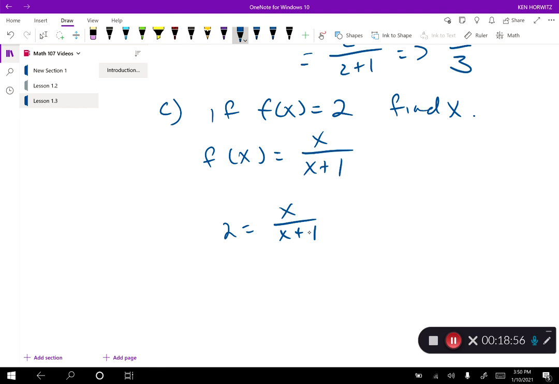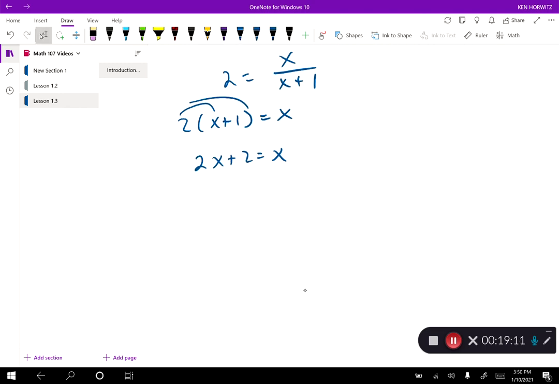Then I'm going to multiply both sides times x plus 1, and I get 2 times x plus 1 equals x. Then I can distribute, and I get 2x plus 2 equals x. And now I can subtract 2x from both sides. And I get 2 equals -x, or x equals -2. Hence, I have answered the question.